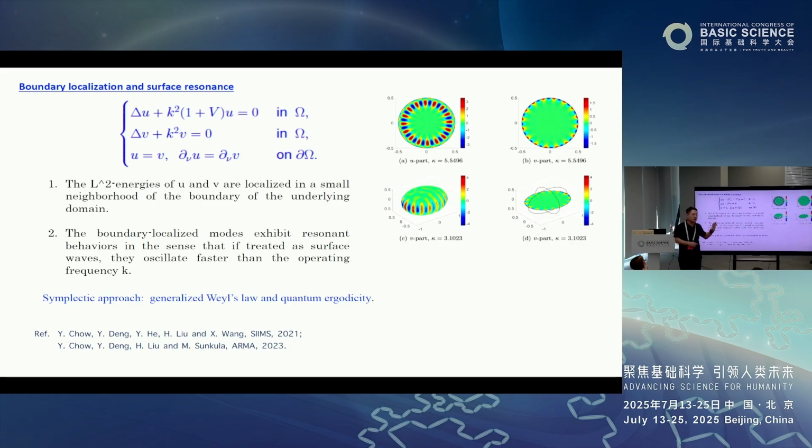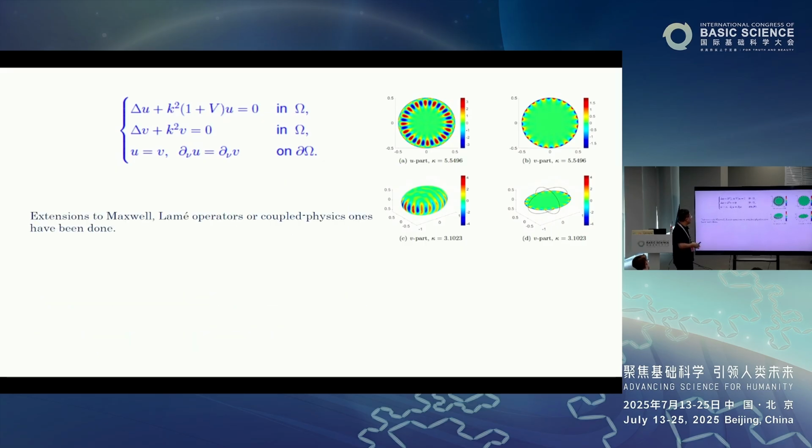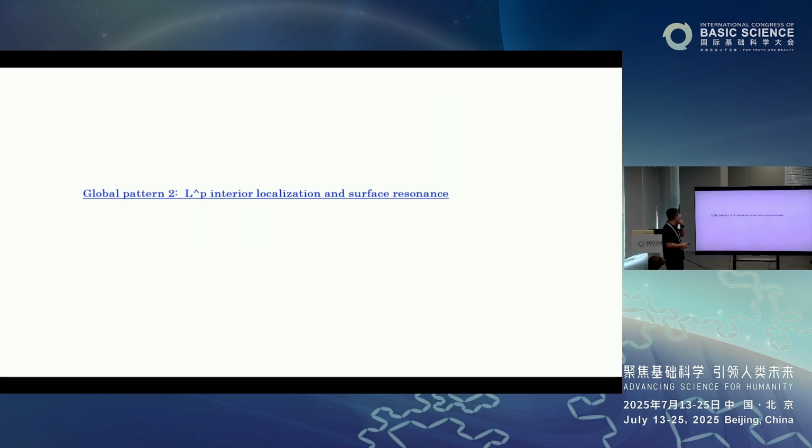Due to time, I will not talk about the technical details. But we find this boundary localization and surface resonance. And this can be extended to more general waves, electromagnetic waves, or elastic waves, or even coupled physics waves. I even believe that could also be true for gravitational waves. I believe so. All right. So in addition to this global L2 boundary localization, we can further show there must exist L^p interior localization. Because why?